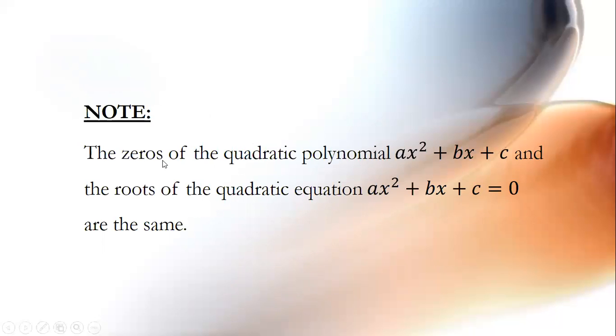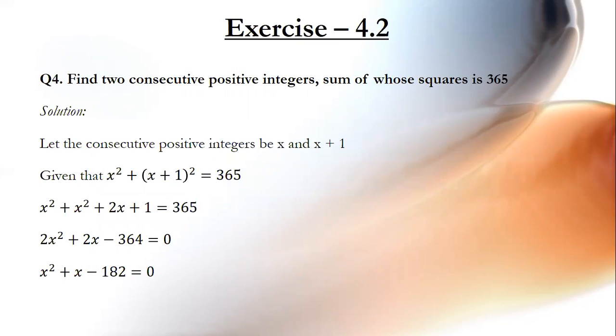One thing we have to notice is that the zeros of the quadratic polynomial, you had polynomial before, isn't it? So the zeros of the polynomial and roots of the equation, what is the difference? Equal to 0. When we are writing equal to 0, it is called as an equation. Otherwise, it's a polynomial. Both are the same. That is, zeros of the polynomial and roots of the equation are one and the same. There's no difference in the value or understanding, just that the terminology is changed according to whether it is a polynomial or an equation. So now let us move on to exercise 4.2.